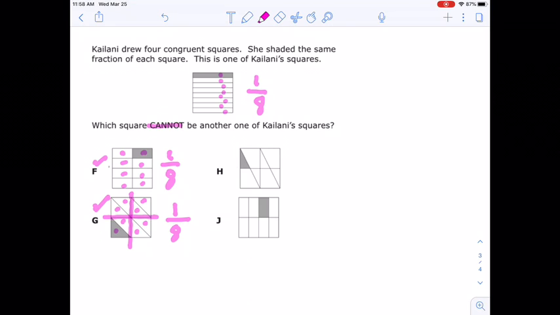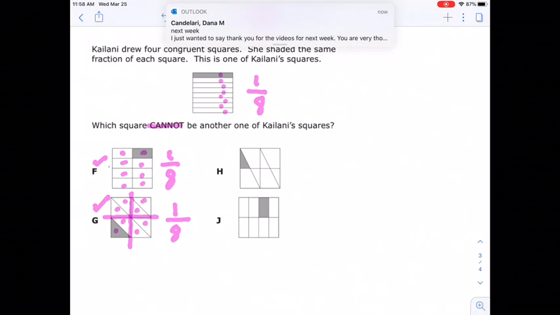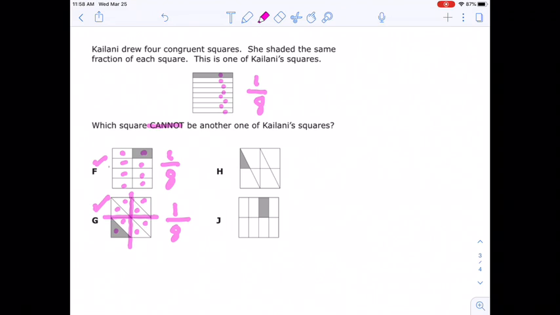Let's look at H. Is one part shaded? Yes, one part is shaded. Are all of the parts equal? If all parts are not equal, then it's not a fraction. So we cannot say, even though there are 8 parts in H, they are not eighths because they are not equal parts. So this is not a fraction because the parts are not equal. That seems like it could be the one we're looking for, but let's look at J and make sure.